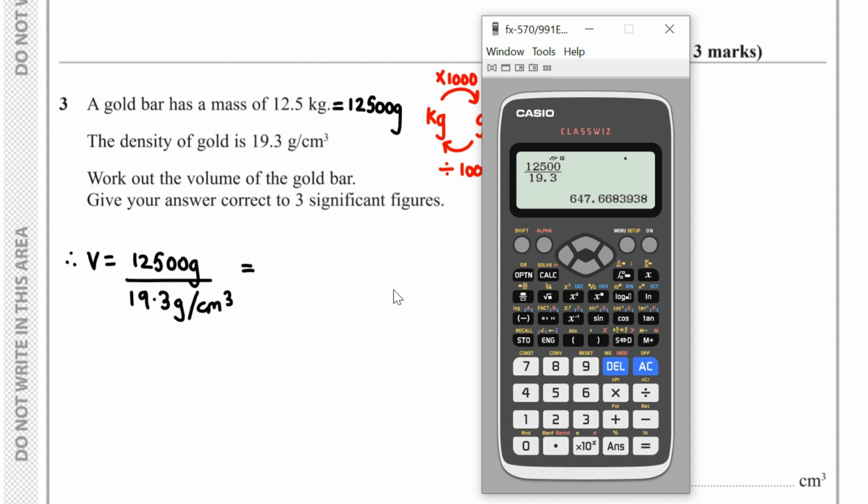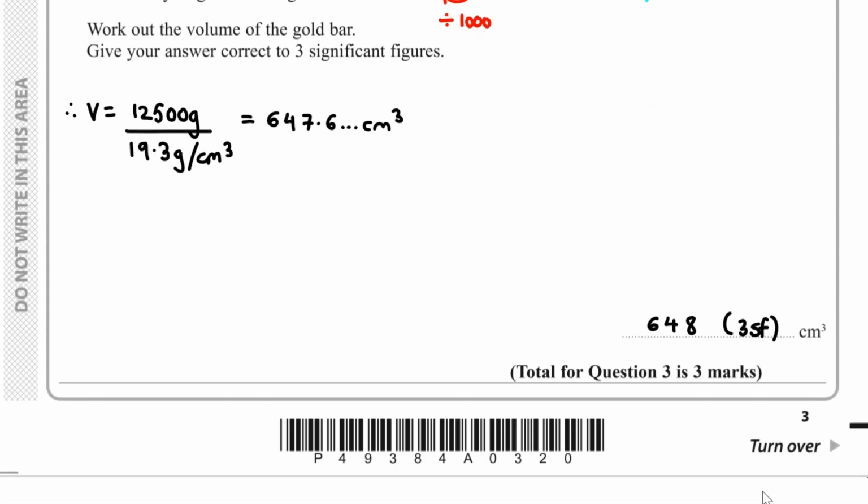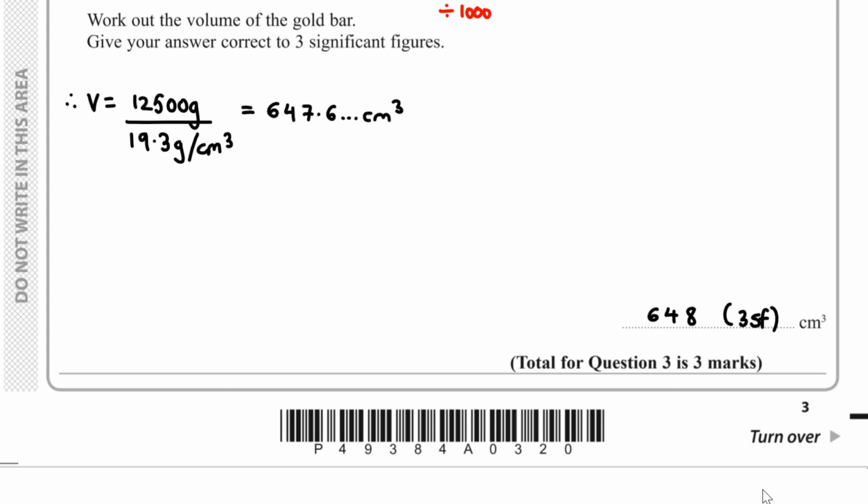It turns out we get 647.6 etc. centimeters cubed. So we get 648 centimeters cubed, correct to 3 significant figures.